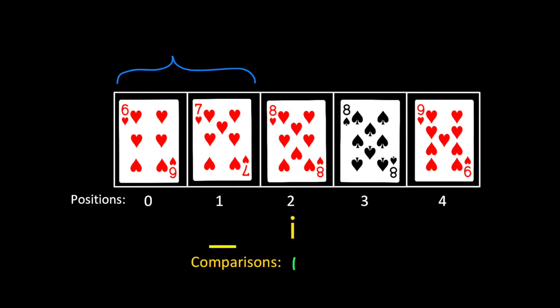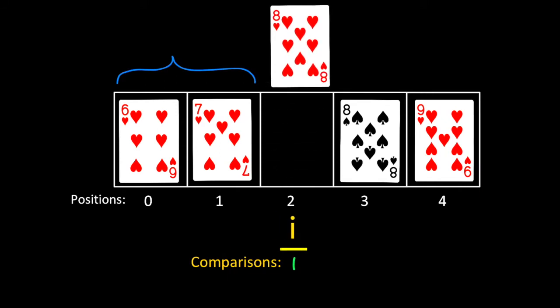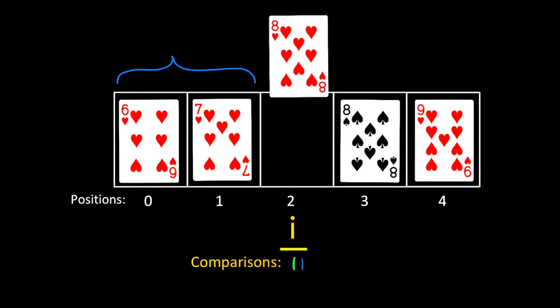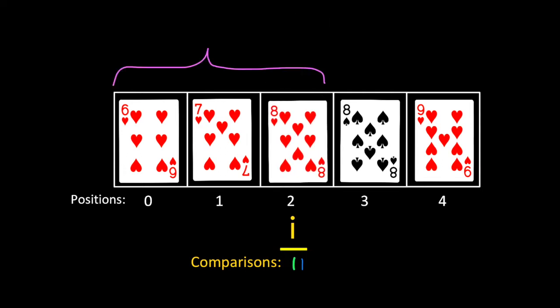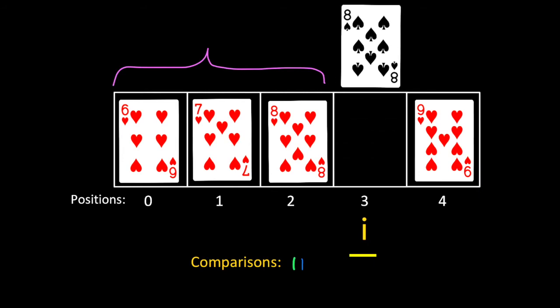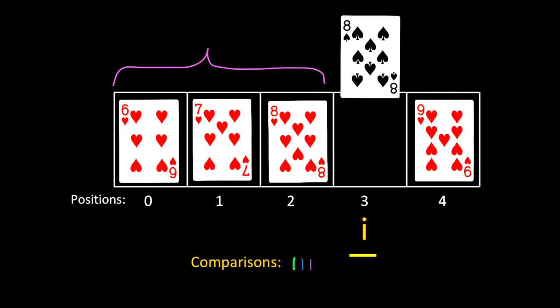Now the current value is the 8 of hearts. Should 8 go right of 7? Yes, it's greater. Now the first three values are sorted. I and sortPos move to position 3. And the 8 of spades is the current value. There's no point in moving the 8 of spades left. The first four values are sorted as it is.